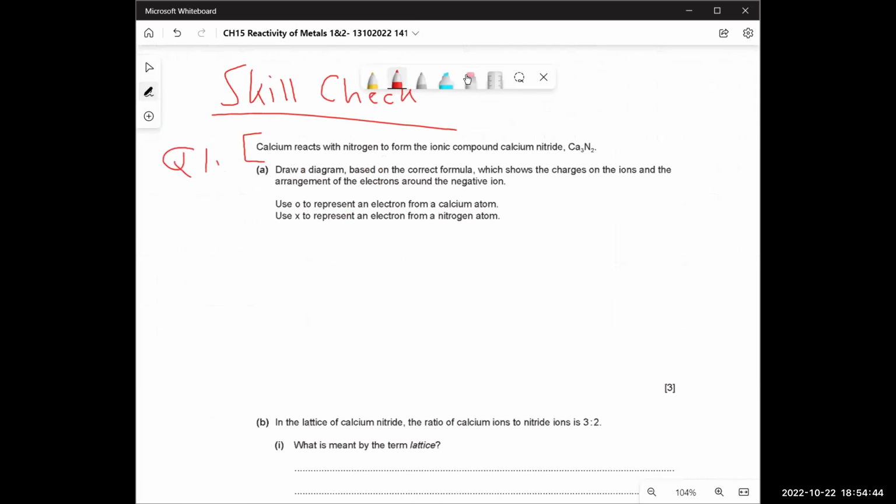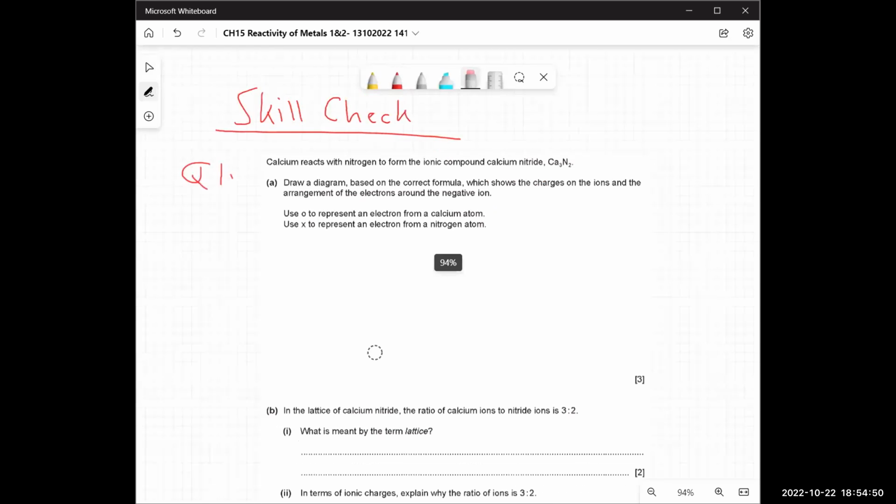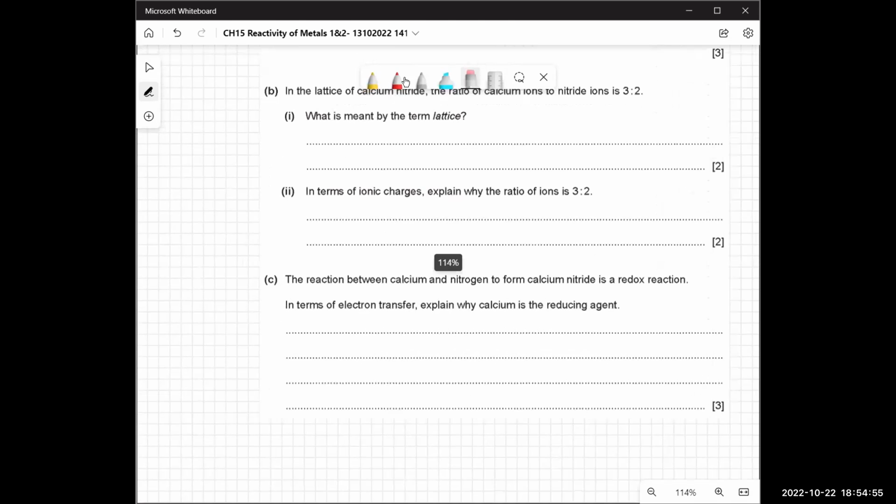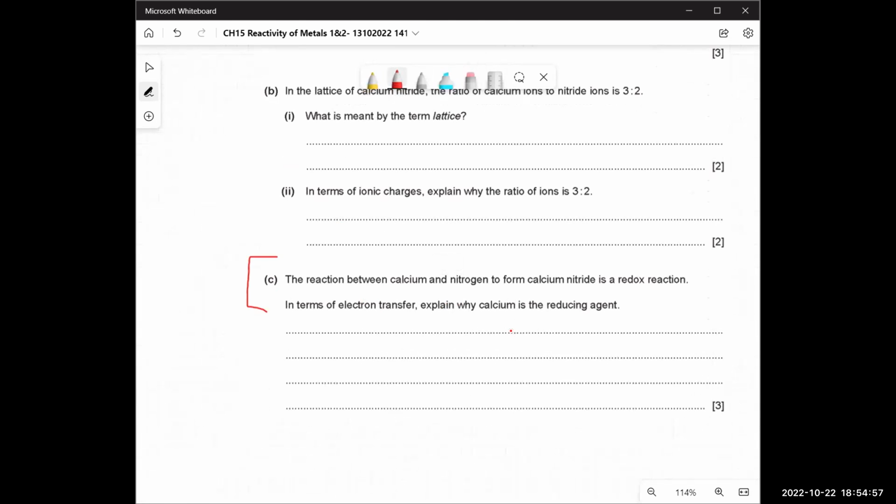Calcium reacts with nitrogen to form the ionic compound calcium nitride. Skip that. Never mind. Stop. Read this question. Read this one. That is chapter 3. This part is chapter 15. Part C. The reaction between calcium and nitrogen to form calcium nitride is a redox reaction. In terms of electron transfer, explain why calcium is the reducing agent.